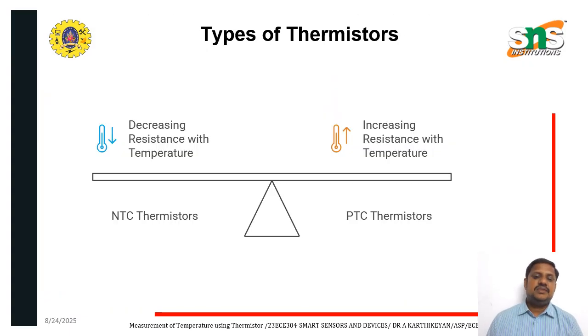And the types of thermistors: we have decreasing resistance with temperature and increasing resistance with temperature, vice versa. That is the NTC thermistor and the PTC thermistor. PTC is a positive temperature coefficient thermistor, and NTC is a negative temperature coefficient thermistor. So based on the decreasing temperature, we have the balanced thermometer functions.